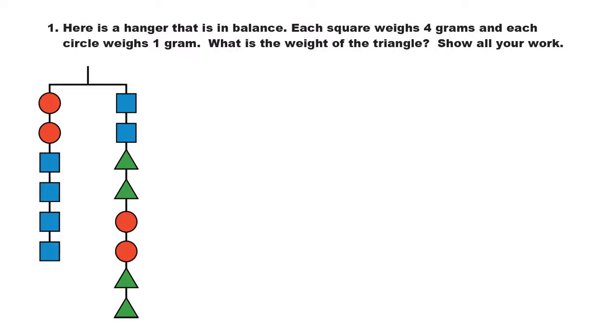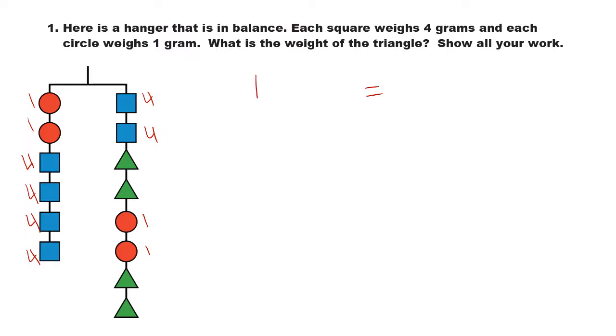On this slide, I start out by labeling all the information that I have. I know that each square weighs 4 grams, so I'm going to go ahead and label each square with a 4. I know that each circle weighs 1 gram, so I'm going to go ahead and label each circle with a 1.